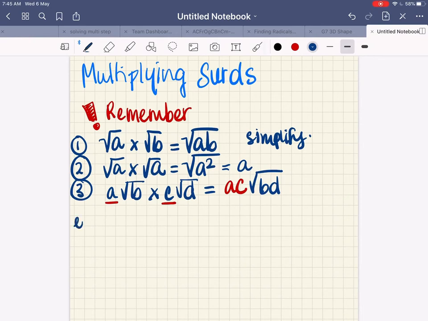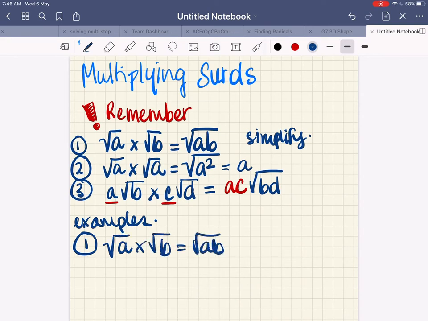Let's have some examples. So in the first case, root a times root b. If I had root 6 times root 2, I would get root 12. But I don't stop there. I have to see whether or not this can be simplified.